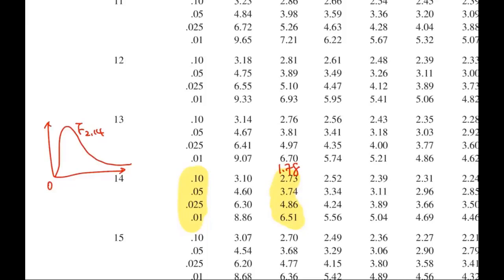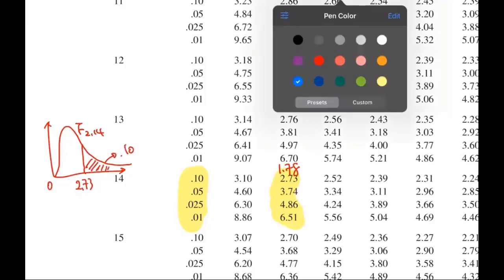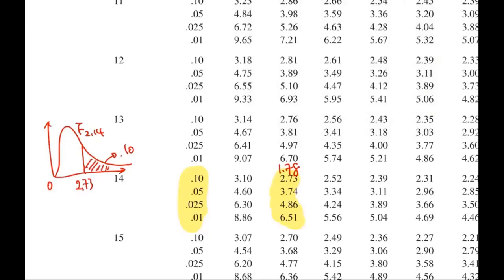What we know here is 2.73 has an upper tail of 10%. So 2.73 is going to be, say, right here. Upper tail is 10%. What do we have for our particular example? Our particular example is 1.78. It's going to be somewhere in between. This is only for illustration purposes, so it's not drawn to scale.